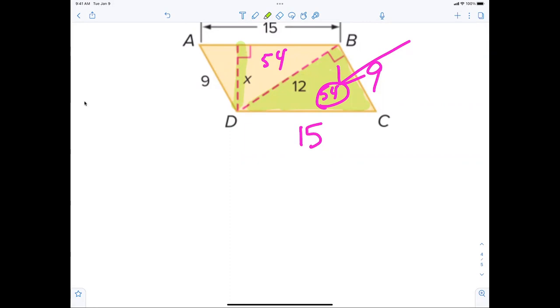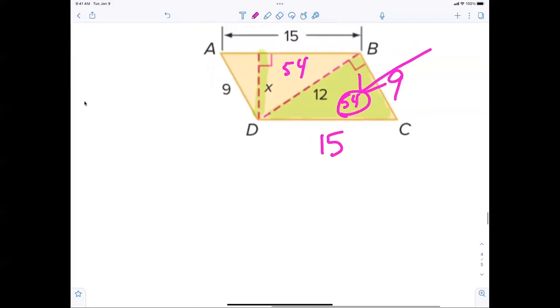How did you get that? 54 divided by 15. That's how you find the area? No, you divide the area by the base, and that gives you the height. And then you multiply by 2. Right, come on now. That was good.